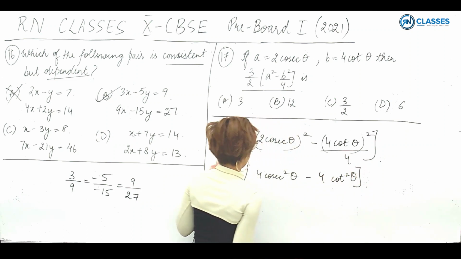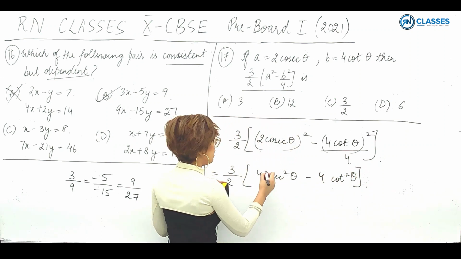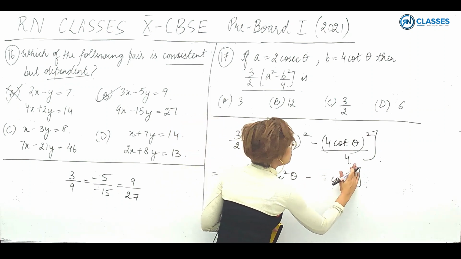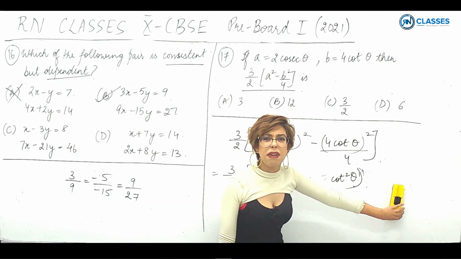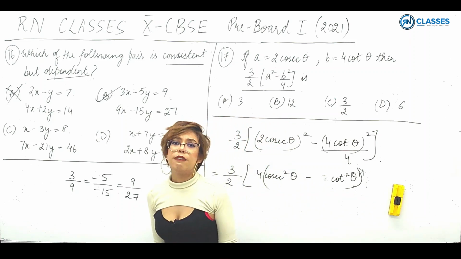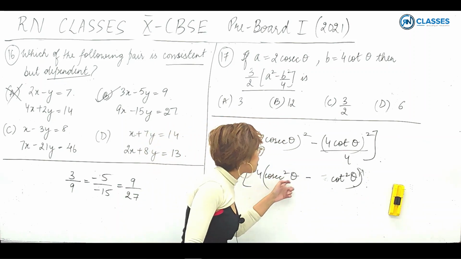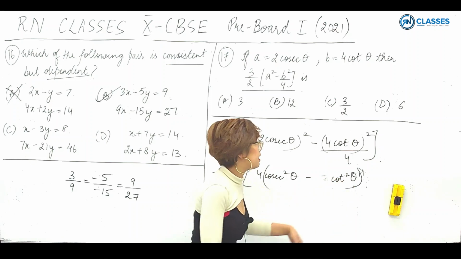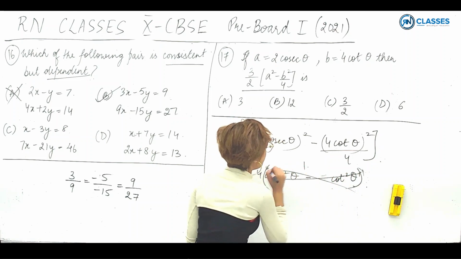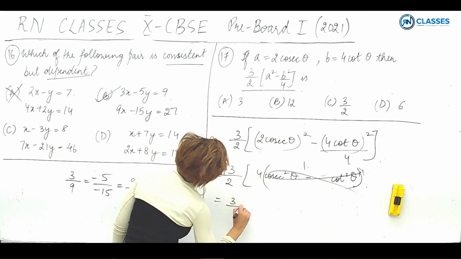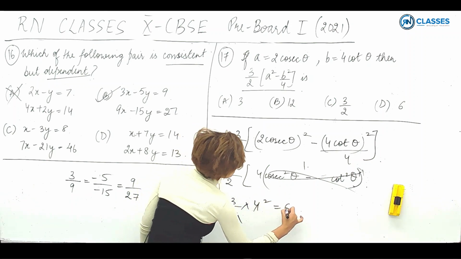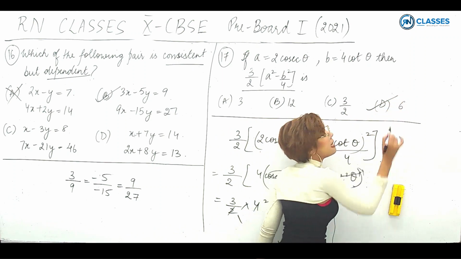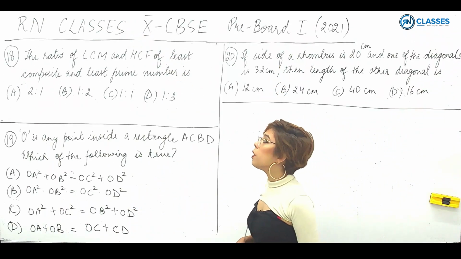I'll get 4 cot square theta. Wait a second. Can I get 4 common? So, let me take 4 common. So, this becomes cosecant square theta minus cot square theta. Is there a trigonometric identity? Of course there is. Cosecant square theta minus cot square theta is equal to 1. Right? So, this becomes 3 by 2 into 4 into 1. So, this becomes 6. Option D is the correct one. Alright. On to the next question.